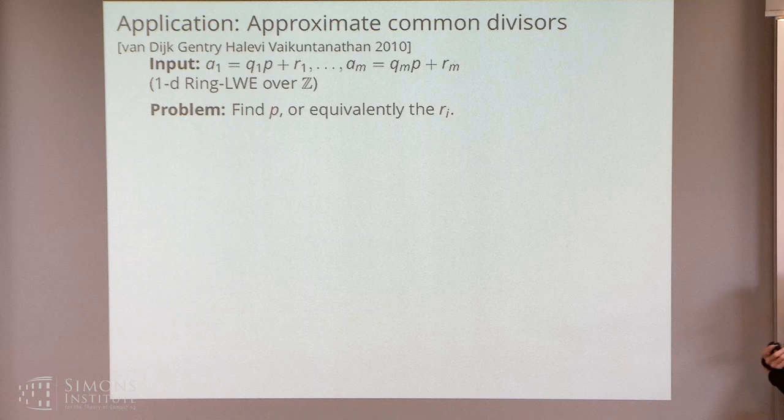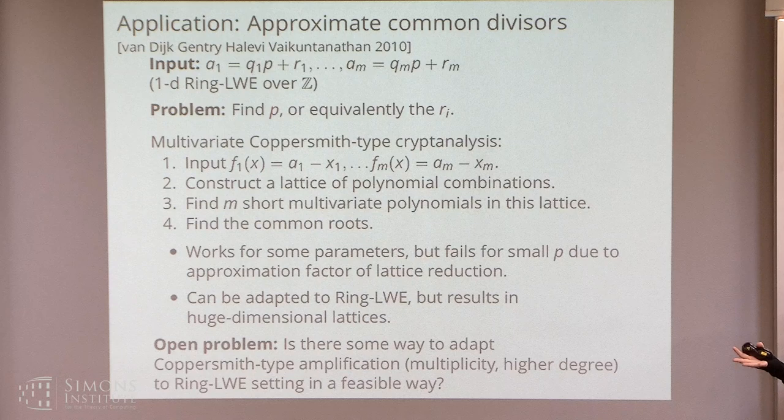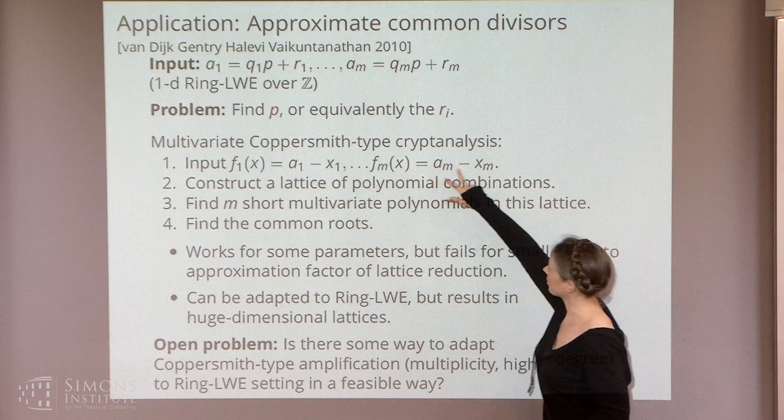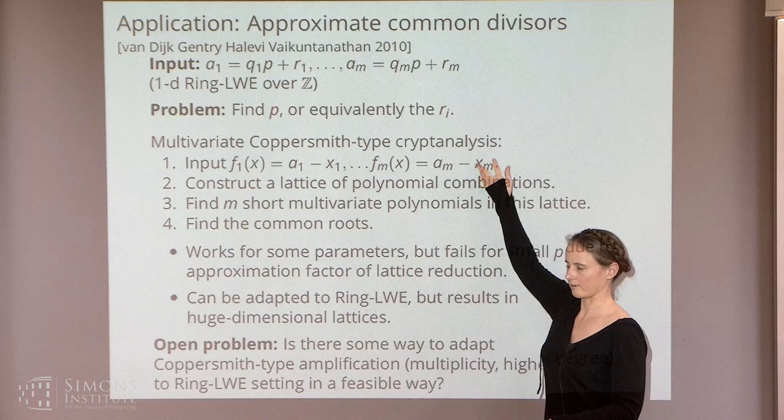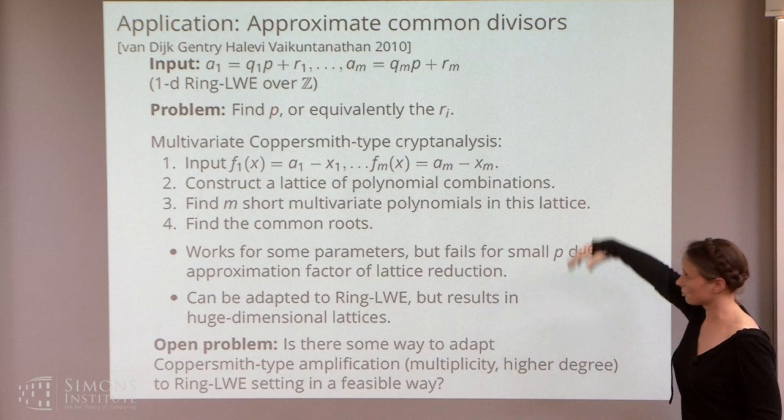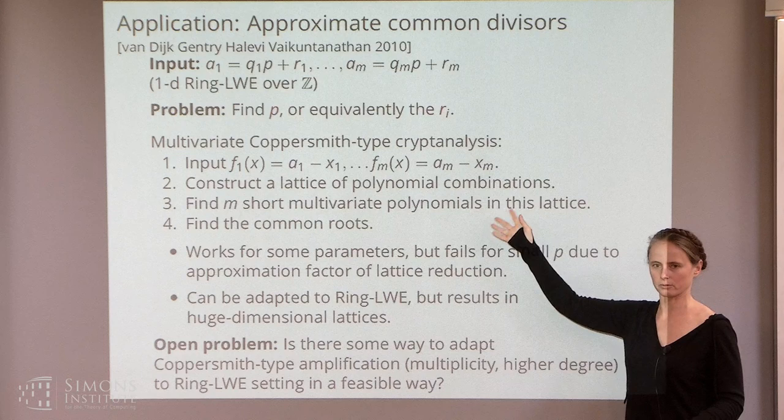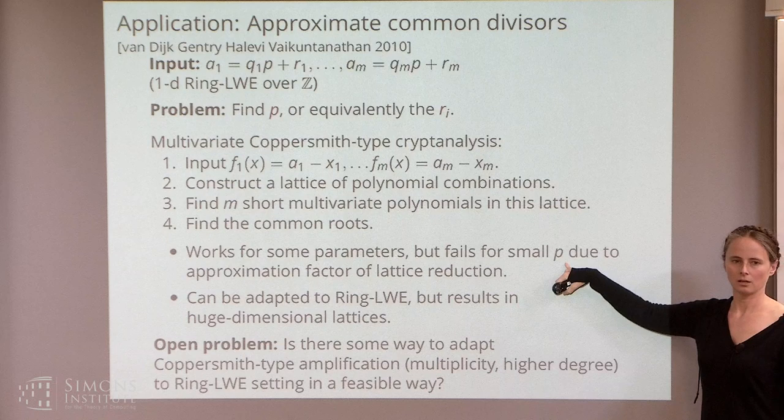You can try to put this into the same kind of framework if you want. You can write down a series of linear equations that have small solutions that would all vanish mod the same value. You start with a lattice of polynomial combinations, you find a bunch of short multivariate polynomials in this lattice, and you find the common roots. So that's the general framework. This works for some parameters, but it fails for small p. And the reason it fails is due to the approximation factor of lattice reduction.